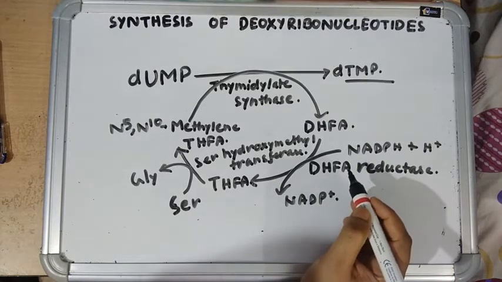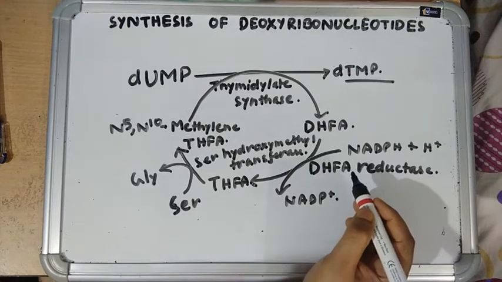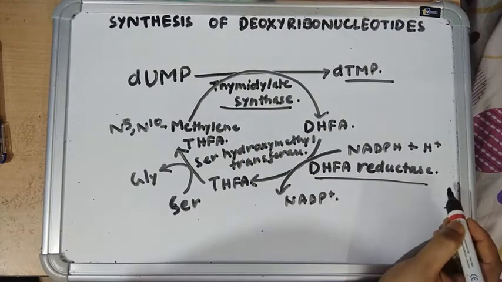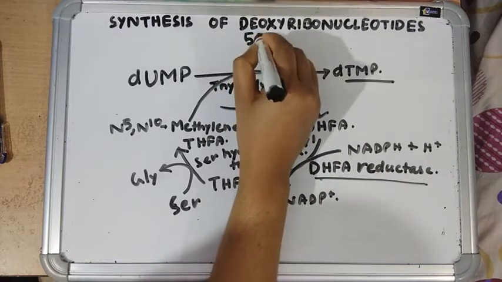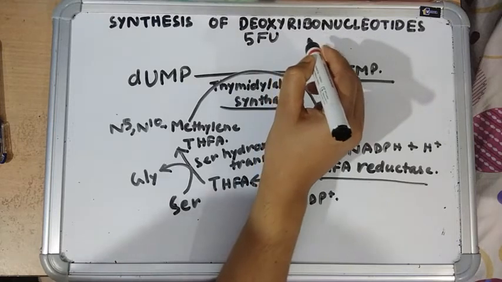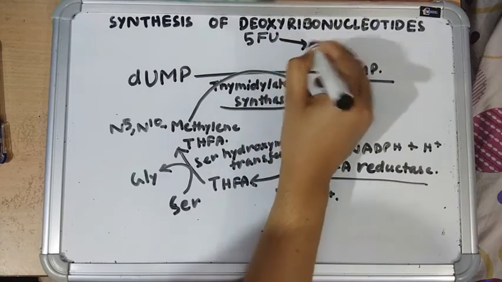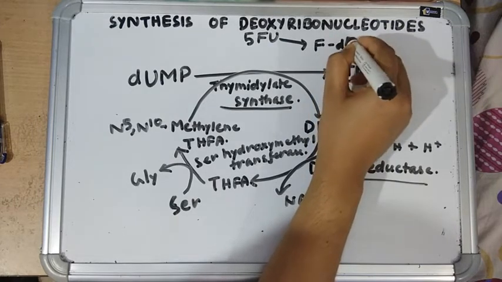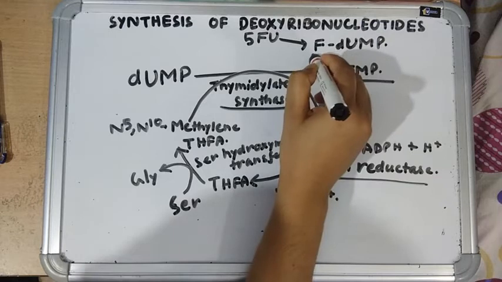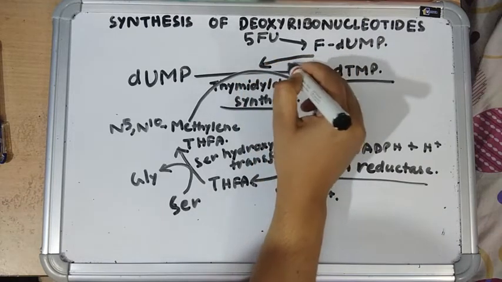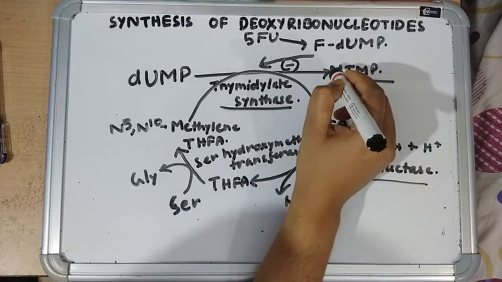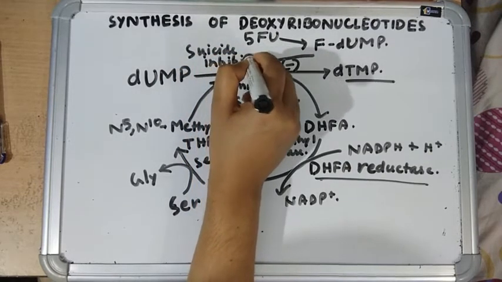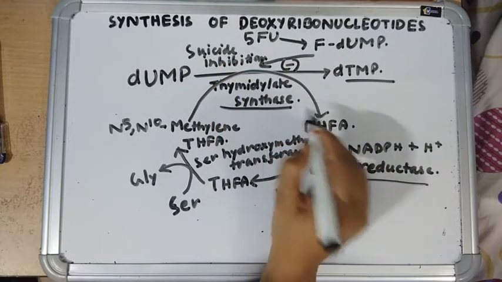Now, rapidly dividing cells require an abundant supply of TMP for the synthesis of DNA. So, the vulnerability of these cells to the inhibition of TMP synthesis has been exploited in the treatment of cancer. So, thymidylate synthase and dihydrofolate reductase are choices of targets for chemotherapy. There is one drug known as 5-fluorouracil, or 5-FU. In our body, when we take it, it is converted into fluorodeoxyuridylate, or FdUMP. This fluorodeoxyuridylate inhibits the enzyme thymidylate synthase, and this is a type of suicide inhibition, as it uses the enzyme's catalytic machinery to inhibit this enzyme.